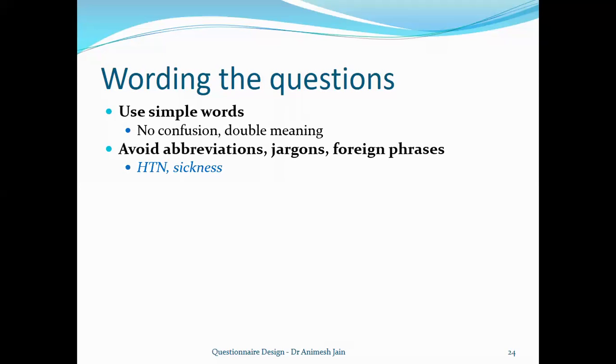Now, even simple things like HTN, many a times for health professionals, it's common, hypertension. Now, many a times the common people may not understand that. For them, hypertension also sometimes is not clear. Some people know it, but many others don't. So for them, high blood pressure is better. Similarly, I use very commonly this particular thing.